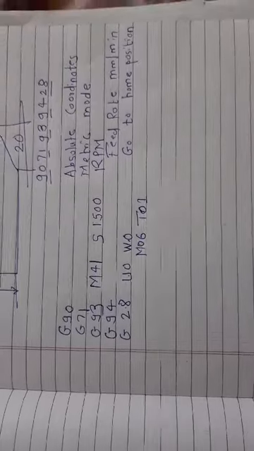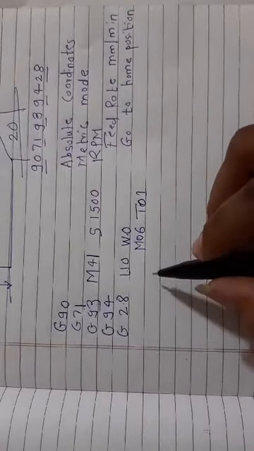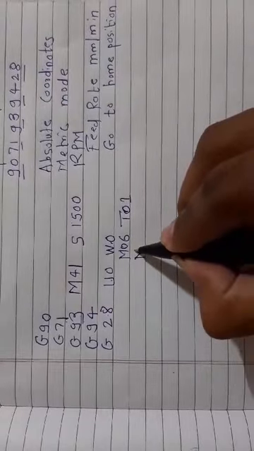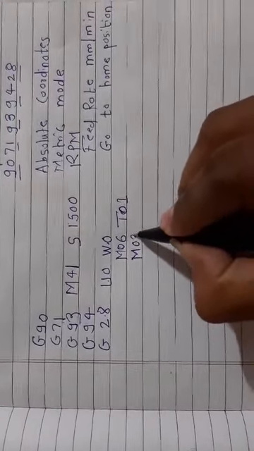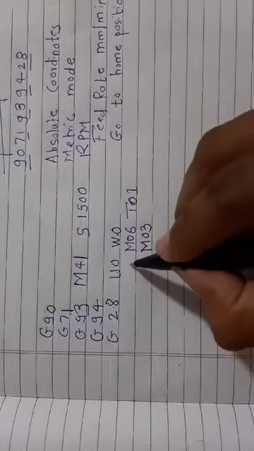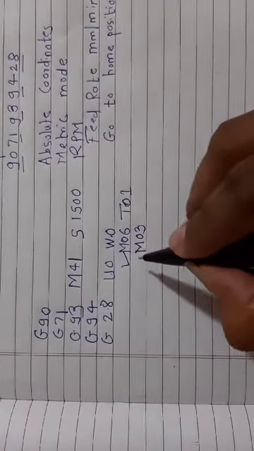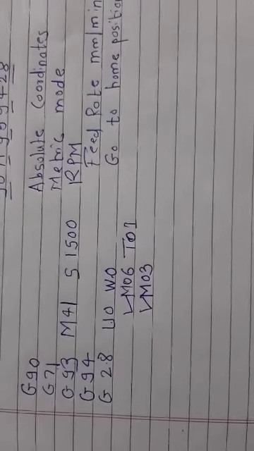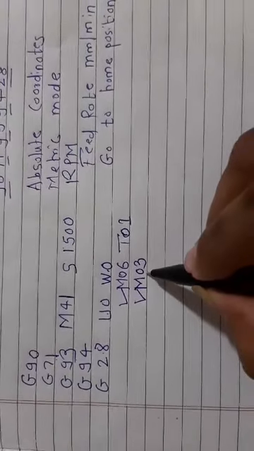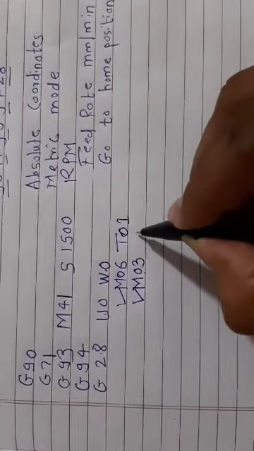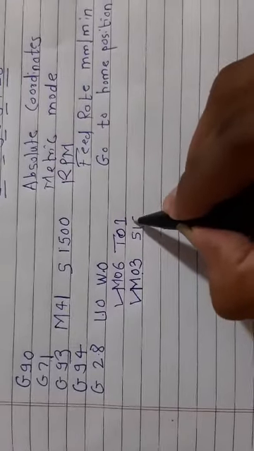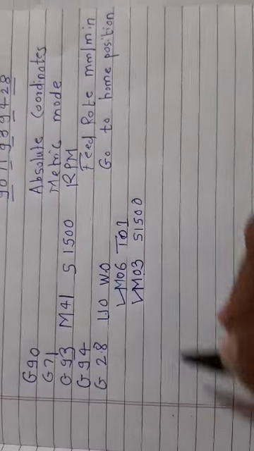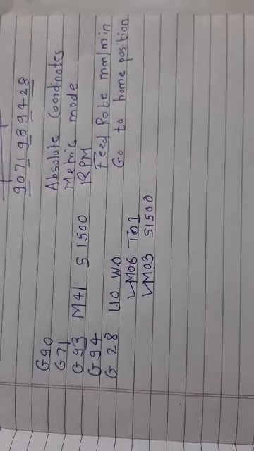Now we will go to the next step. Next step is to start the spindle for turning operation. For this purpose the code used is M03. So this is for changing of the tool, and this is for starting of the spindle. So you have started the spindle, but the speed of the spindle we have to define here once again, that is S1500. This is the speed of the spindle.